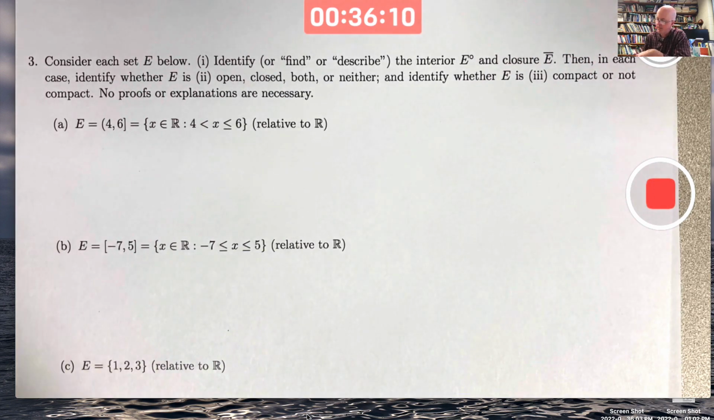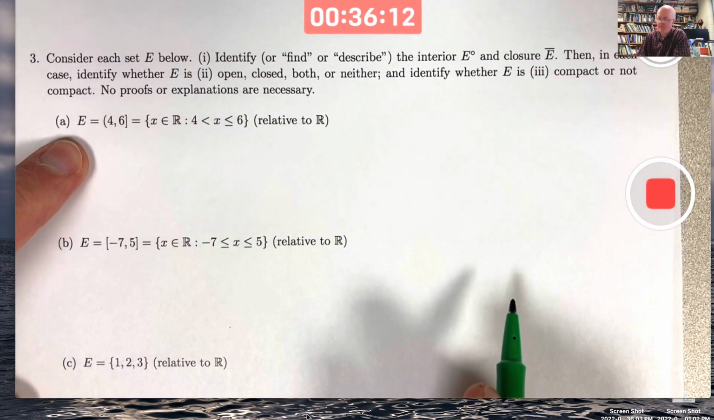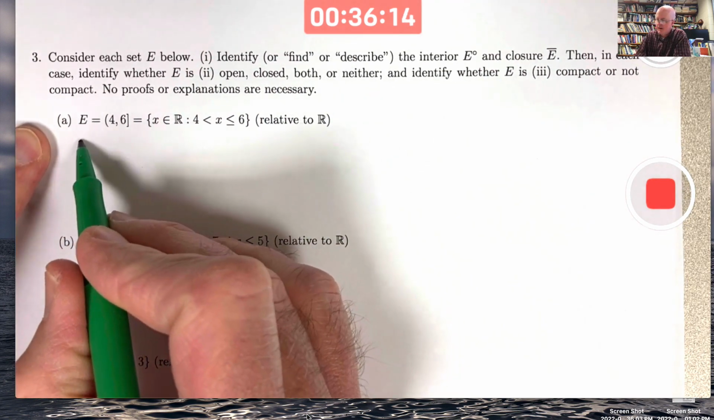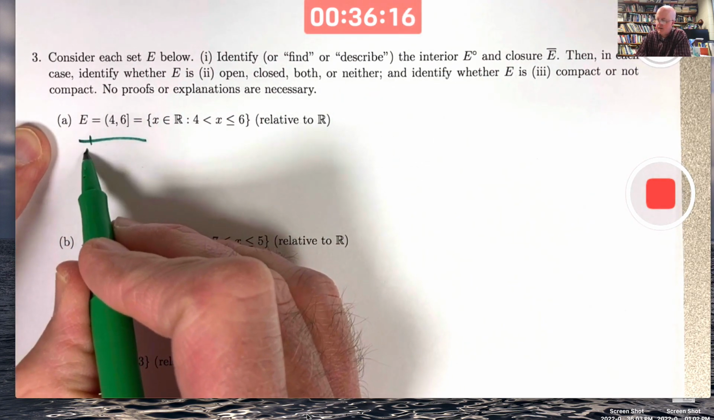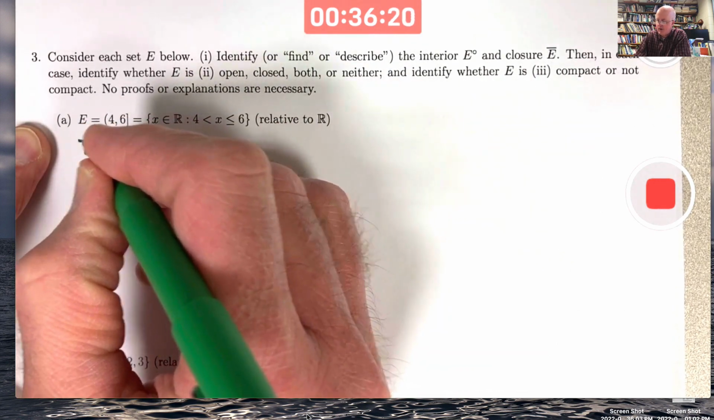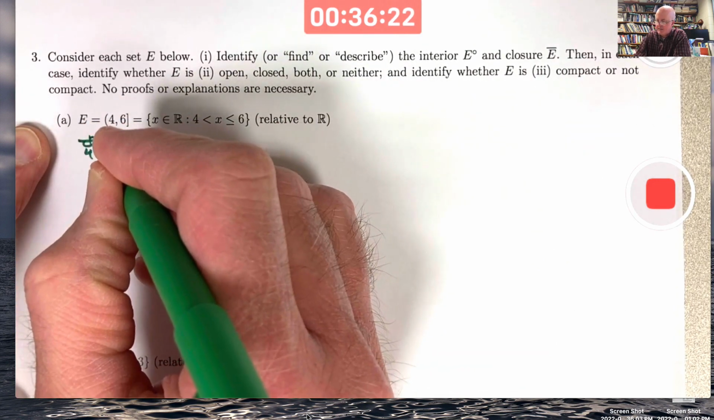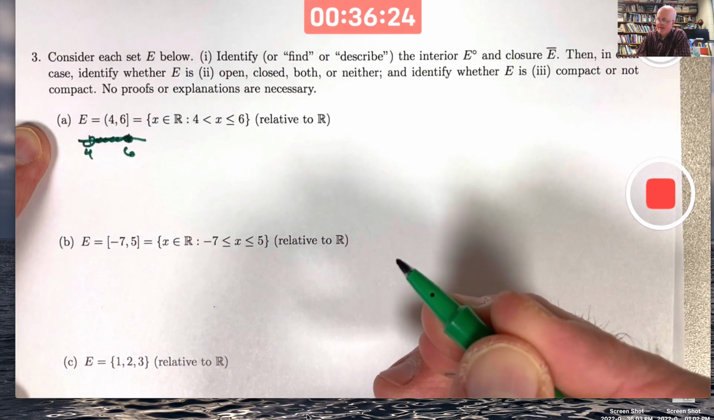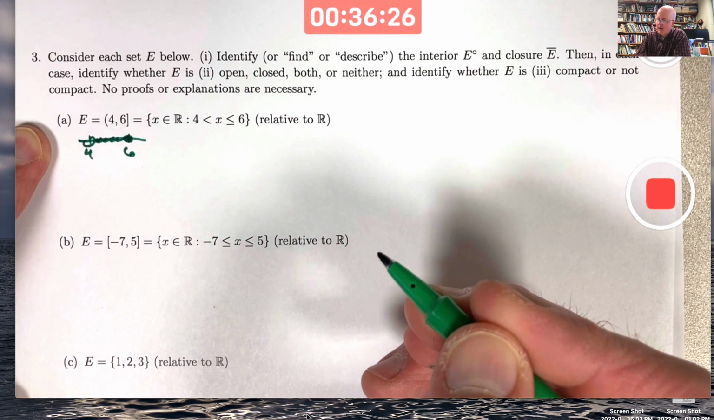and bounded. So this first set, E, is on the real number line, the interval from 4 to 6, not including 4, but including 6. Okay. What's its interior?